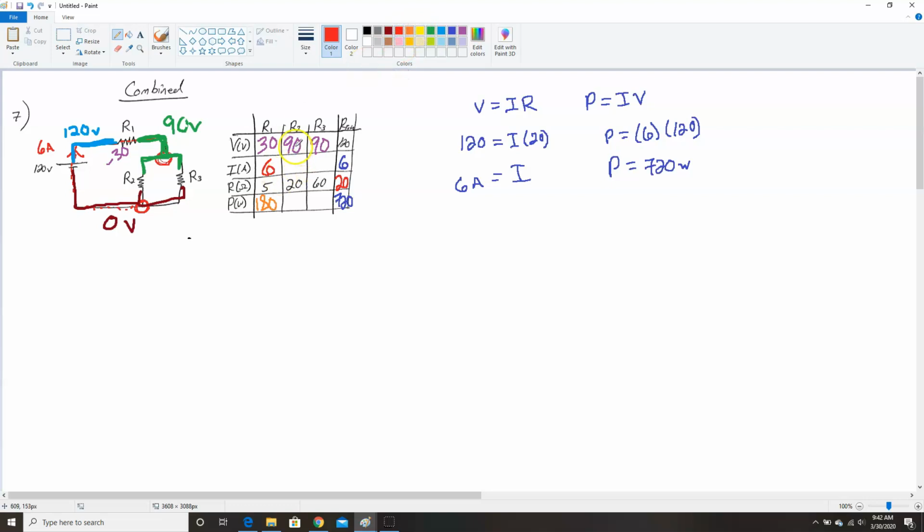To get the current, 90 over 20, that's 4.5. 90 over 60, that's 1.5. Power, 90 times 4.5, that's going to be 405. 90 times 1.5, that's going to be 135. 180 plus 405 plus 135 is 720 watts. And I see here 720 watts created by the battery. This chart is good.